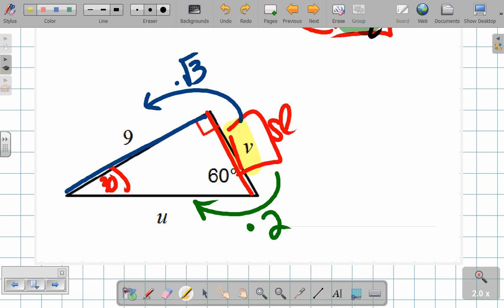It looks like so. Something times, write this down, root 3 gives us 9. You're having to backtrack here. Something times root 3 is 9. 10 seconds. Okay, guys, enough banter. Your focus is up here.